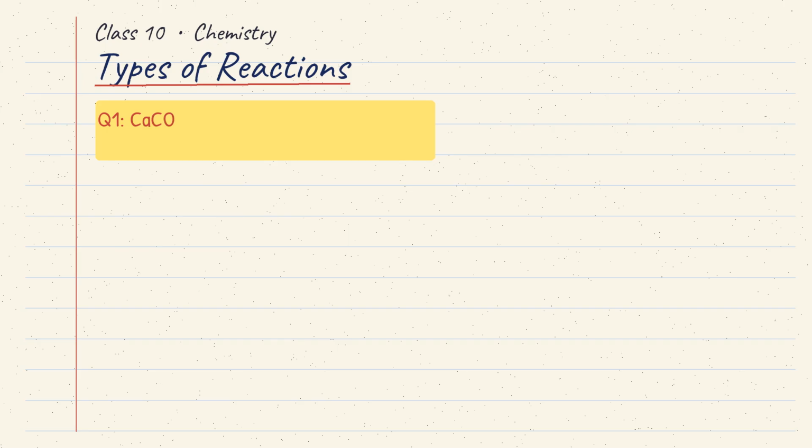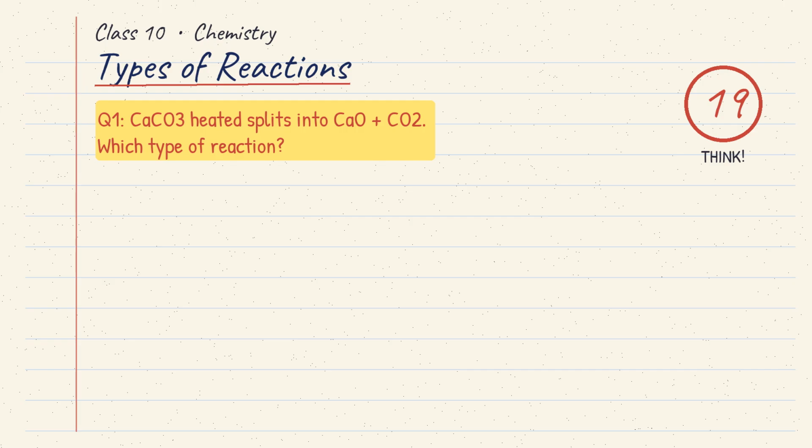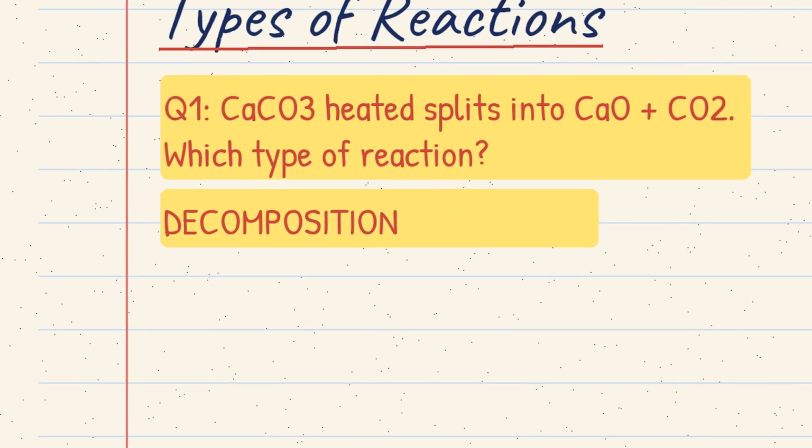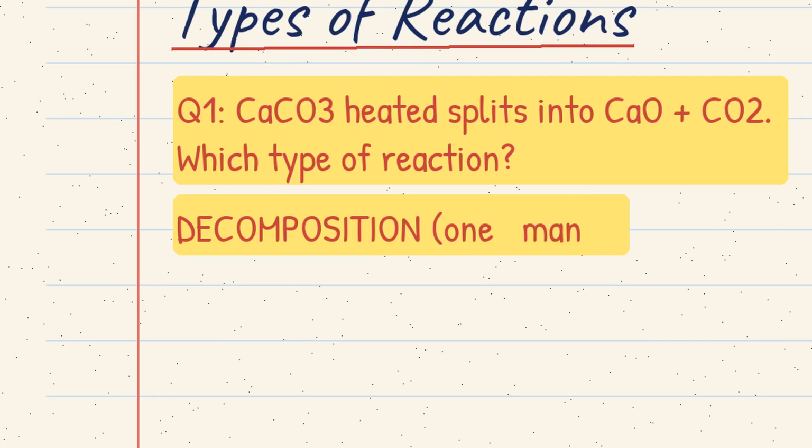Question time. Calcium carbonate is heated and splits into calcium oxide and carbon dioxide. One substance becomes two. Which type of reaction is this? Pause and think. Yes, decomposition. One substance broke down into two, so it is a decomposition reaction.